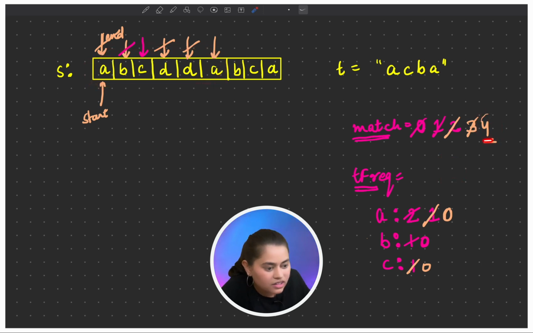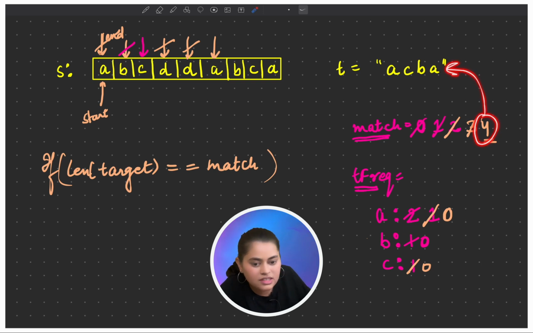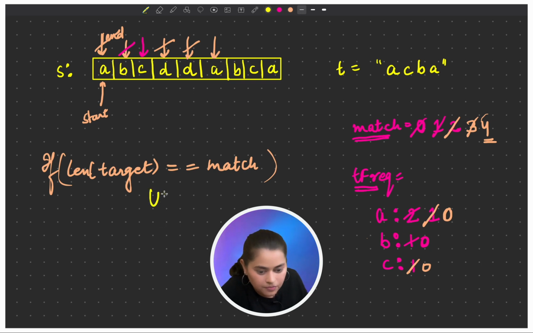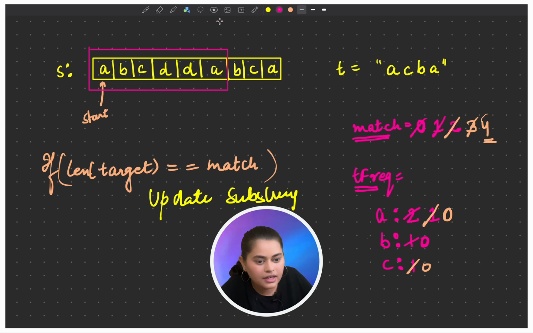So we'll compare this 4 with the length of this target string. Now we'll compare our variable match with the length of this target string. If this is same, that means this current window has all the occurrences of the characters of target string. So that means we can update our substring. So at this point our substring will become this. So let me mark it. So this will be our substring, right? And our pointer will be at this point.